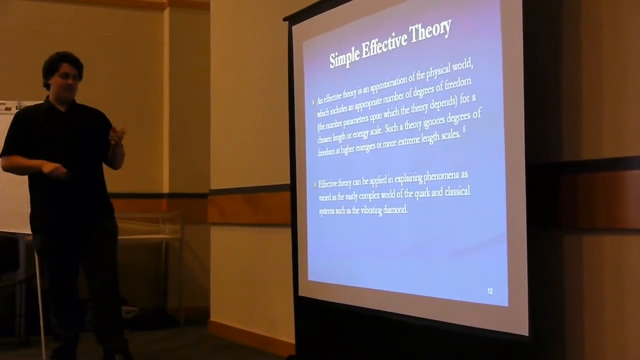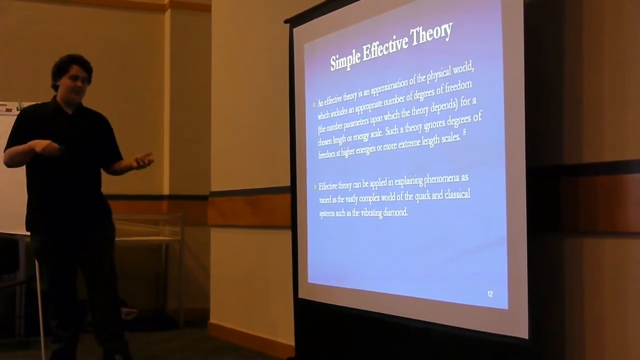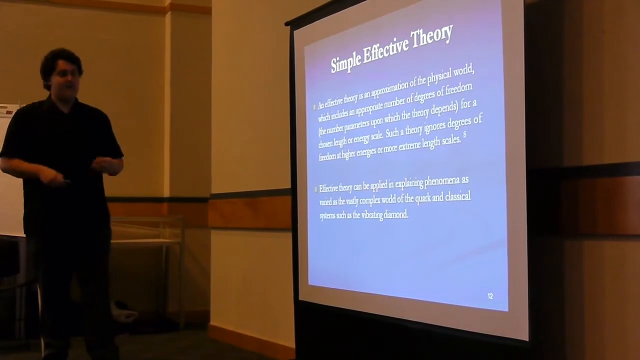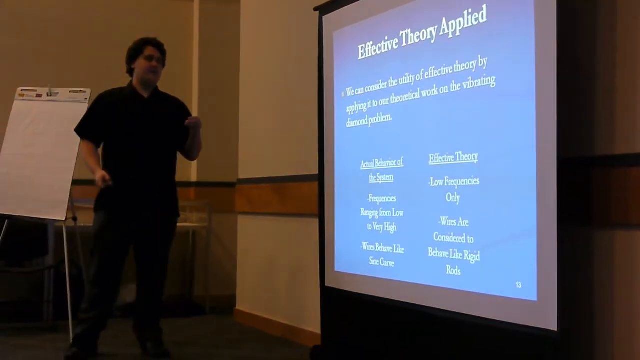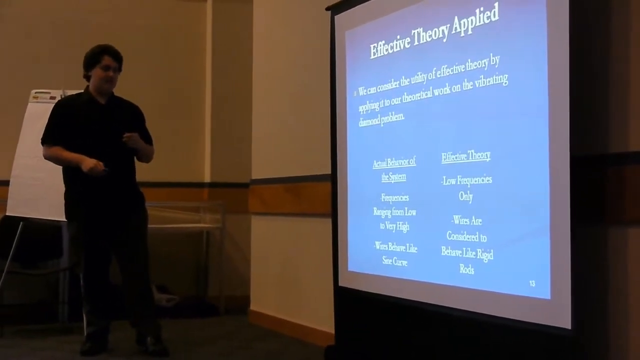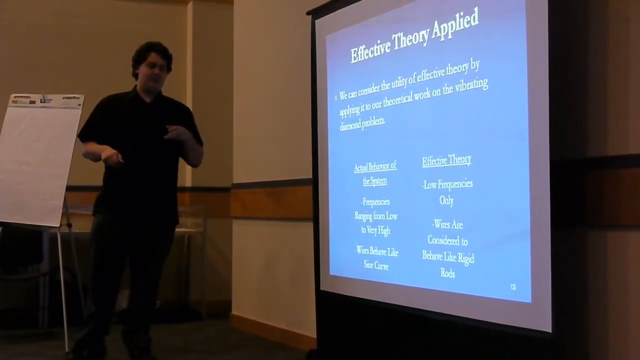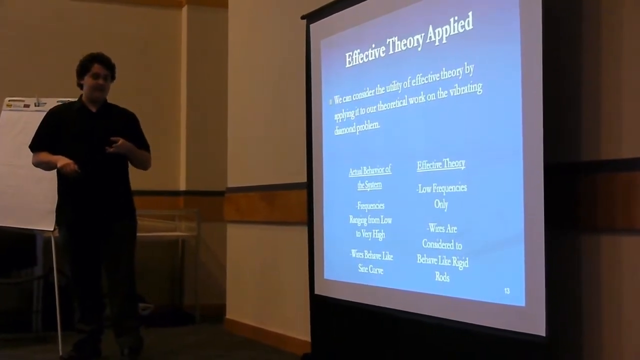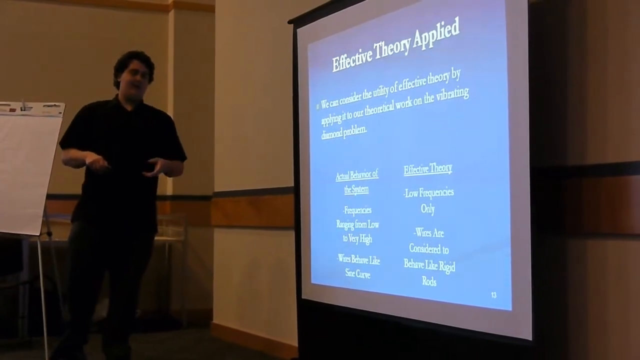However, an effective theory is quite useful, and it can be applied to phenomena as varied as, say, the world of quarks or the work we did with the oscillating diamond. And when we apply the effective theory to our work with the diamond, we imagine that the wires behave like rigid rods. In reality, the wires would behave like sine curves. And we would consider low frequencies to very high frequencies.